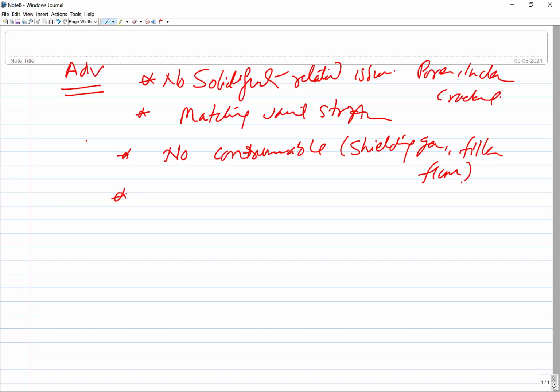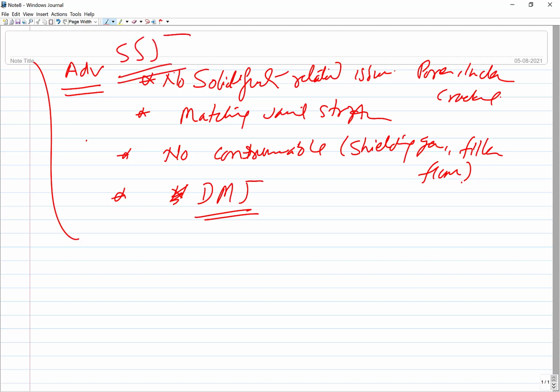And since there is not much metallurgical interaction in the liquid state, this feature allows the joining of dissimilar metals. So dissimilar metal joining is possible through the solid state joining approaches. Okay, so these are the advantages of SSJ, solid state joining.